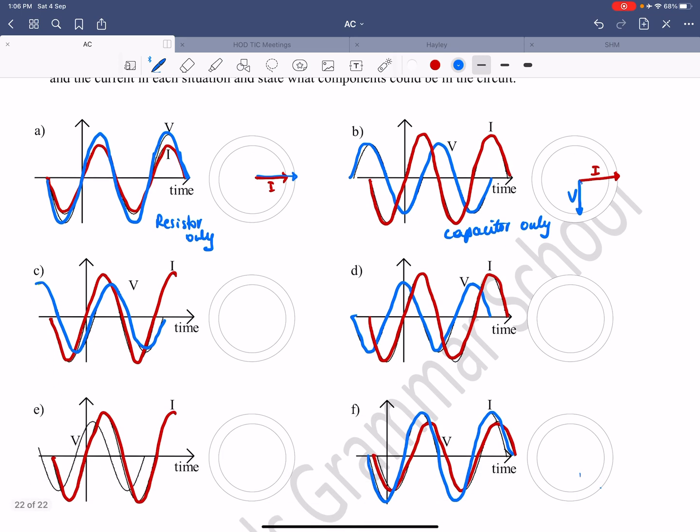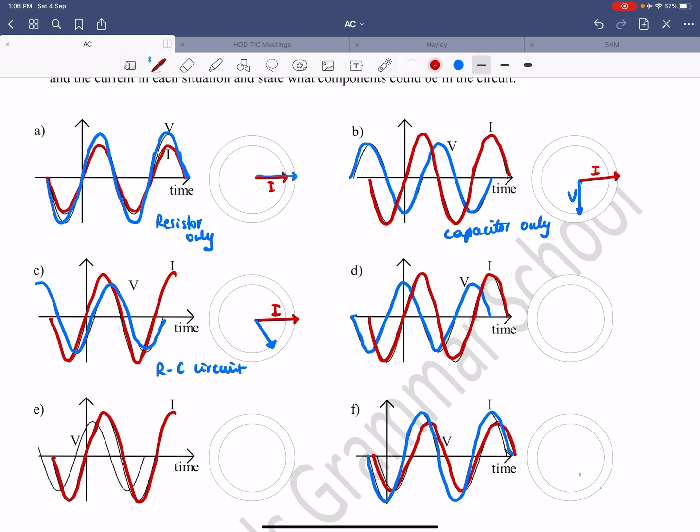Okay. Now the next one here, you've got your current over there. But your voltage, can you see, is not 90 degrees, but it's less than 90 degrees. But it's actually lagging the current, and the only one where you have the voltage lagging the current, how do you know it's lagging the current? Because it's over here. So this is where it is, it's still coming up. So this one will be an RC circuit, resistor capacitor circuit.